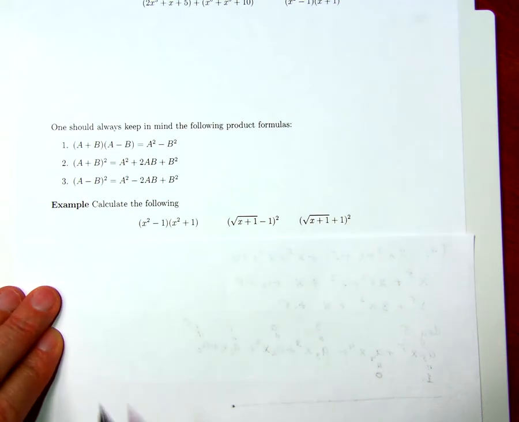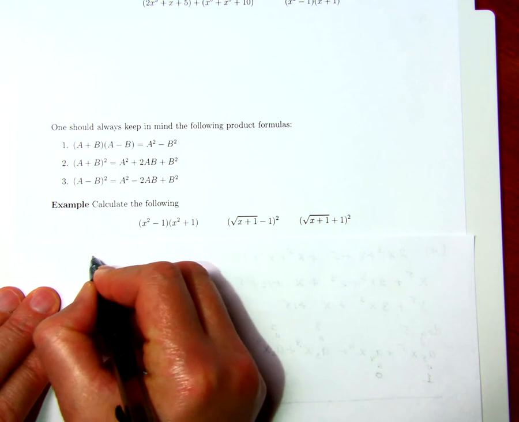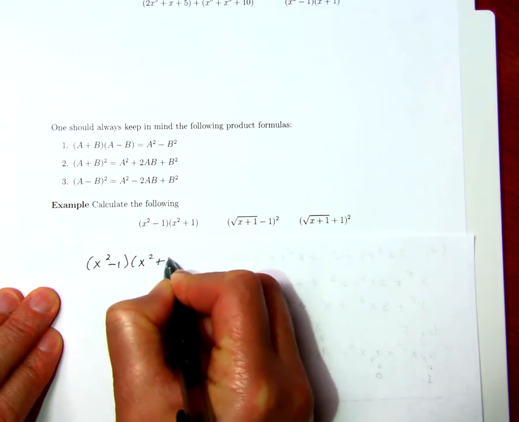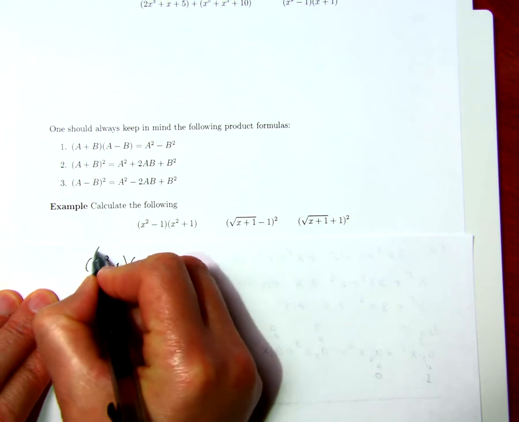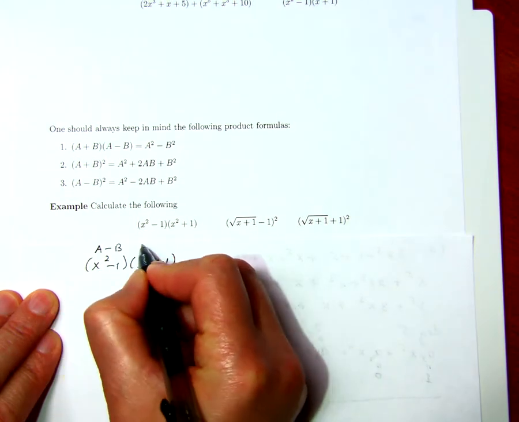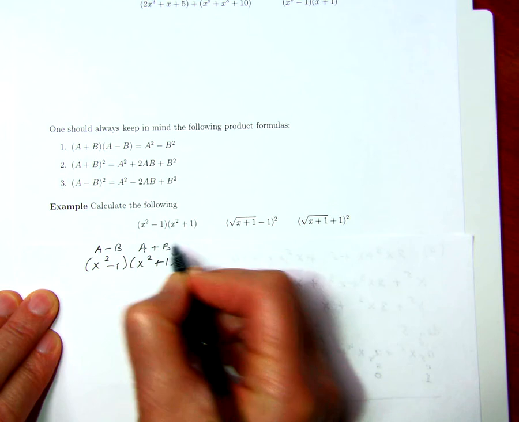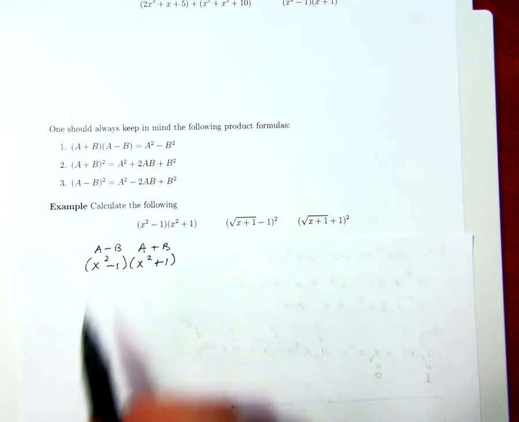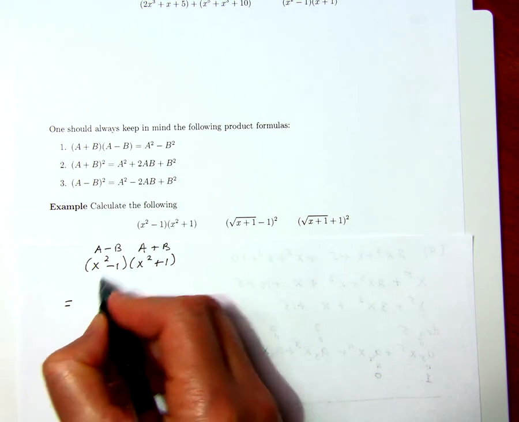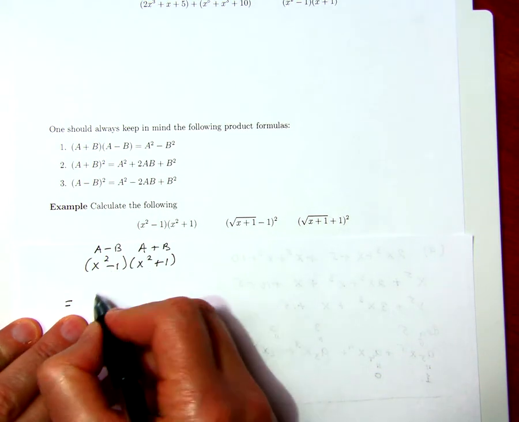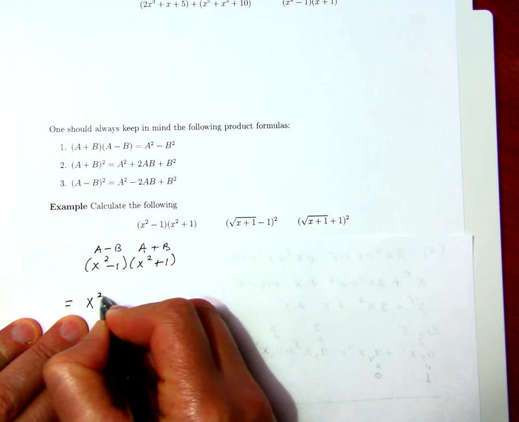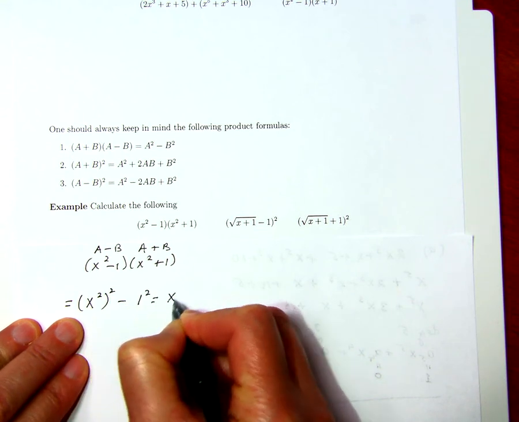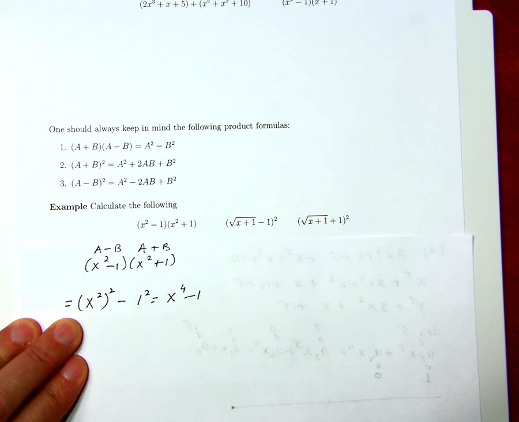Okay, let's calculate the following. x squared minus 1 times x squared plus 1. This is of the form a minus b times a plus b. Again, you could use the distributive law, or you might see directly that this is a squared minus b squared. So it's x squared squared minus 1 squared. That's x to the 4 minus 1.